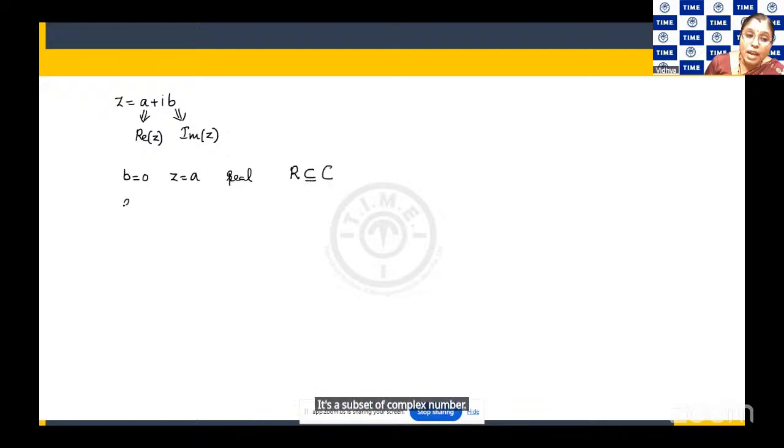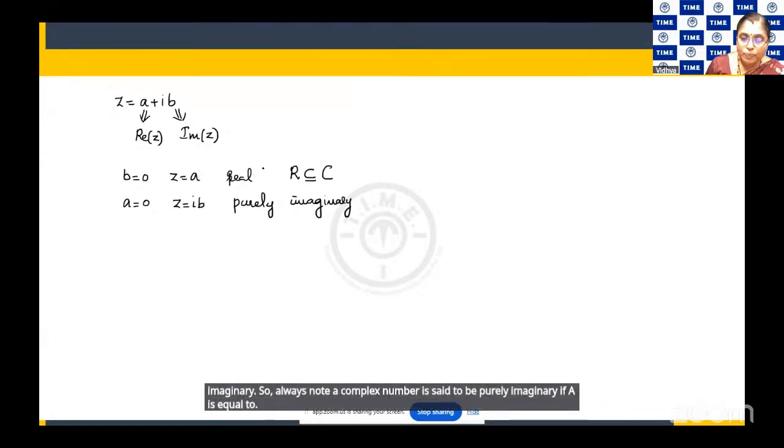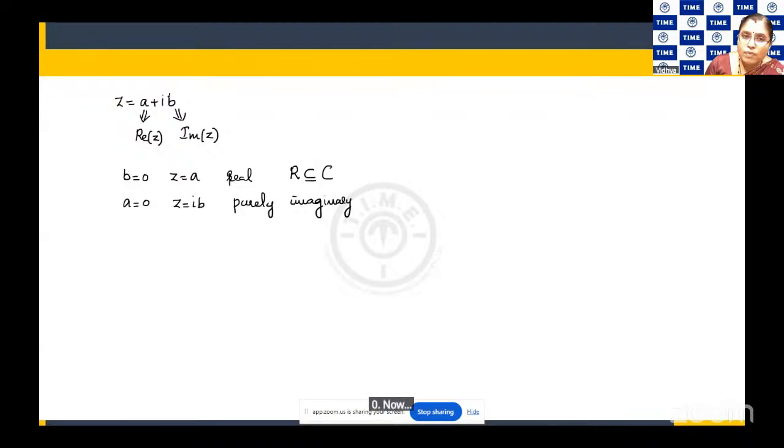Now, if a is equal to 0, we get z is equal to ib. So in such a case, we say that the complex number is purely imaginary. So always note, a complex number is said to be purely imaginary if a is equal to 0. Now, what is the value of this i? i is nothing but root of negative 1. We call it iota. Okay, iota is root of negative 1.